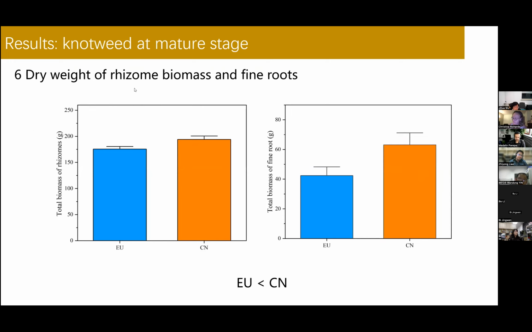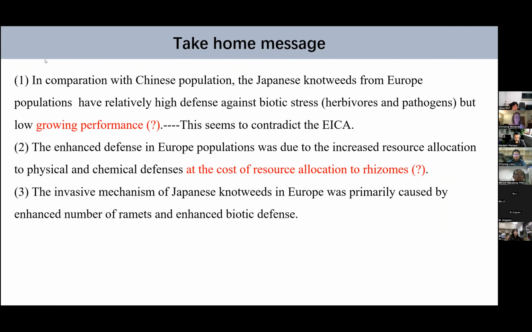This is the below ground plant tissue, rhizome biomass. The Chinese population is higher than the European population. This is similar with the fine roots. The Chinese population is higher than the European population. Okay, take home message.